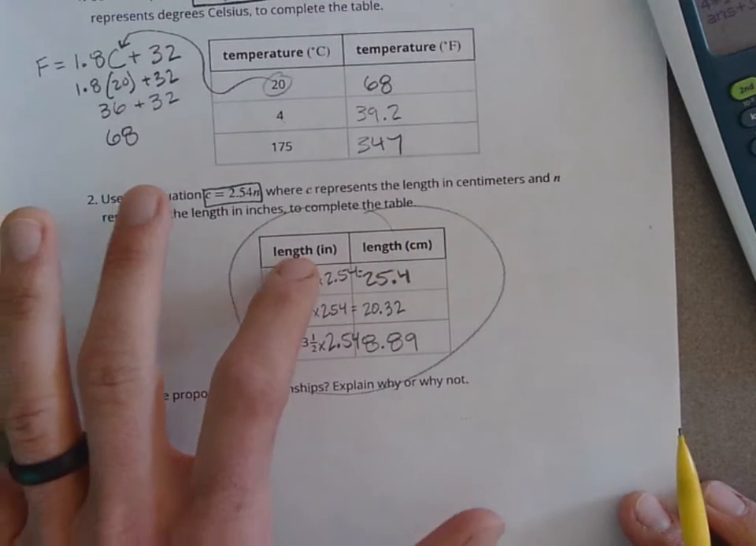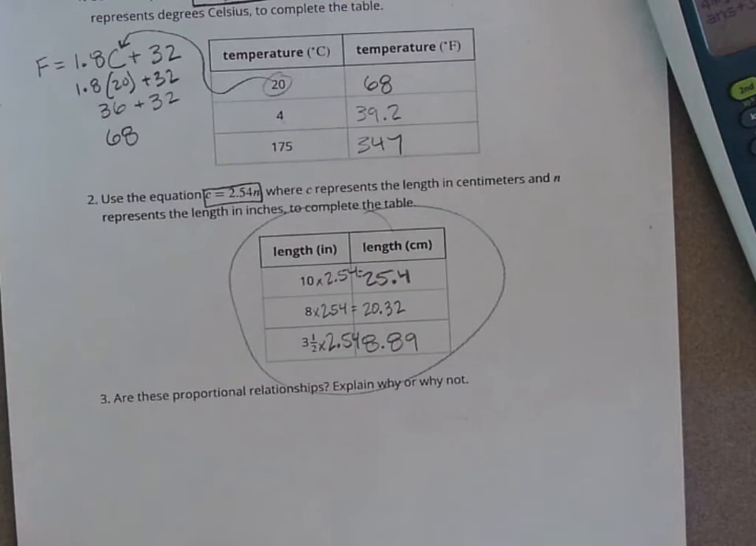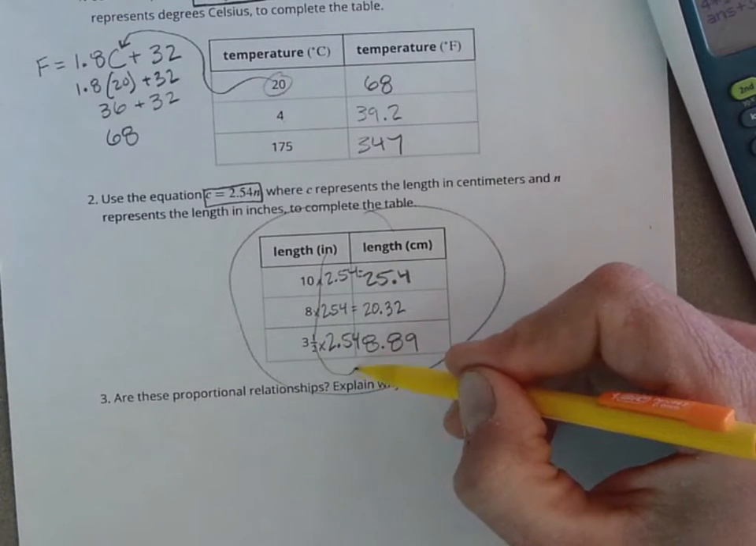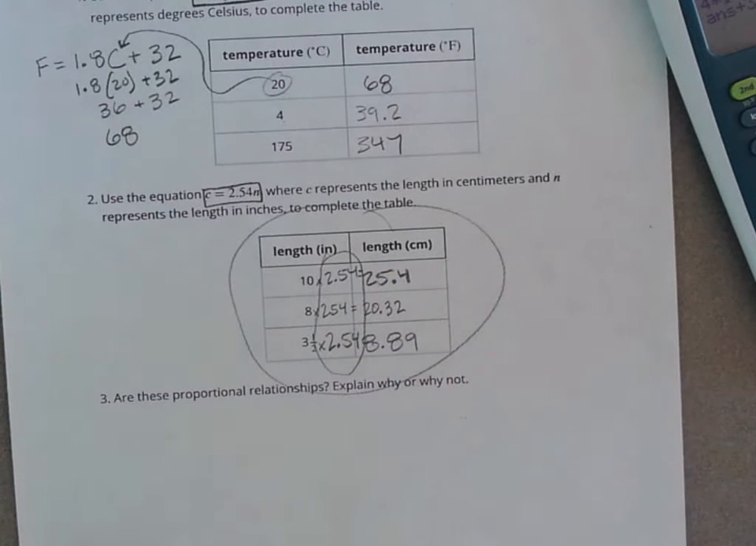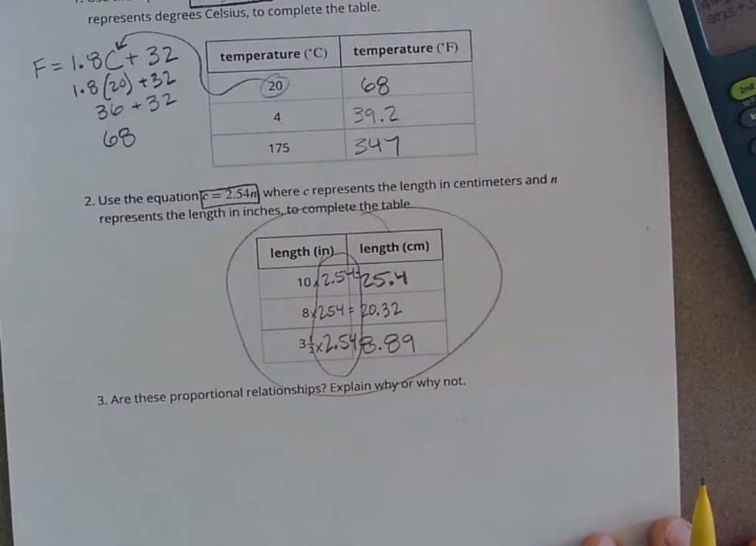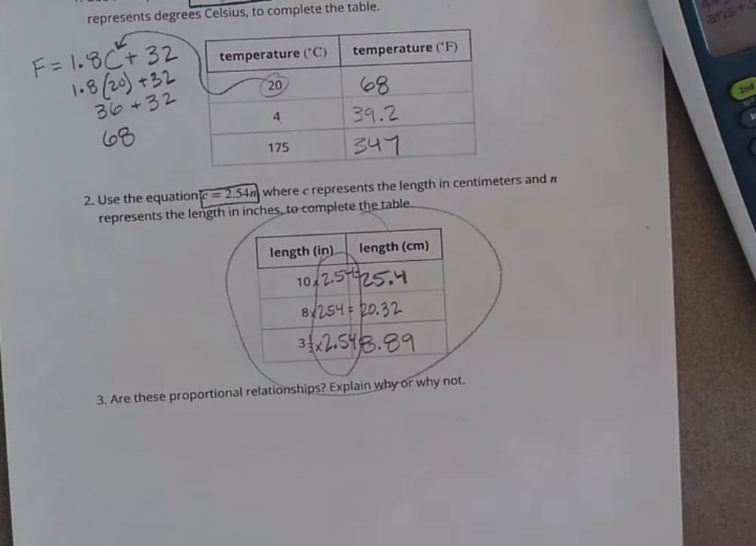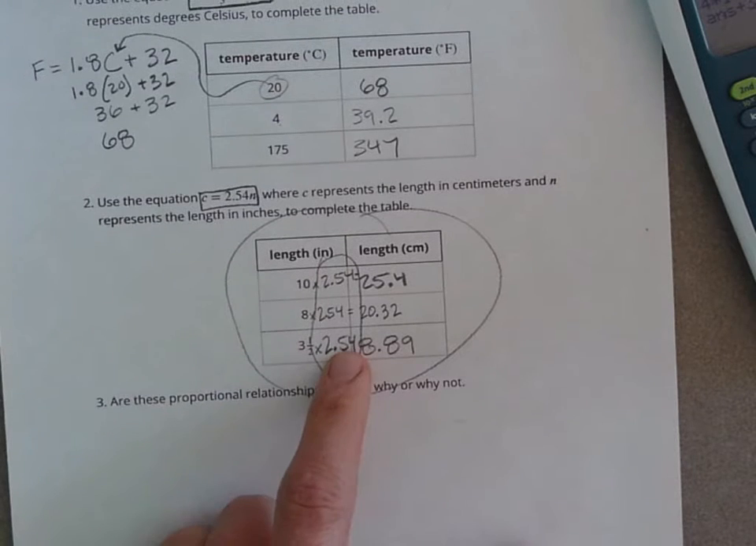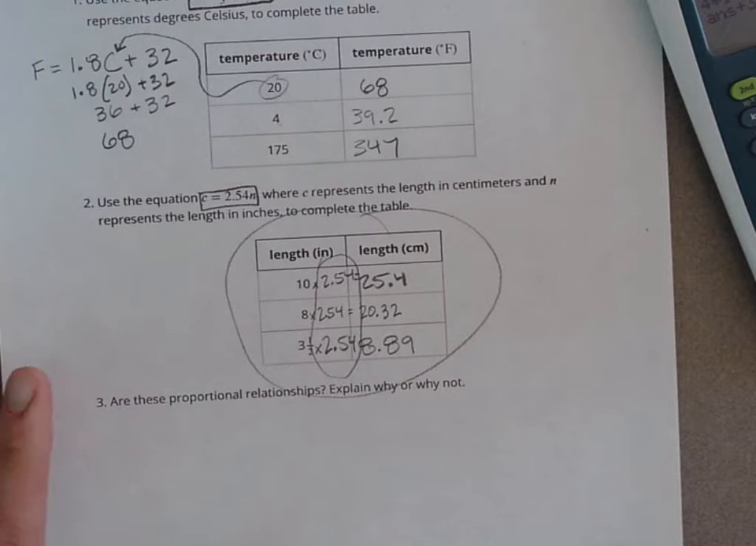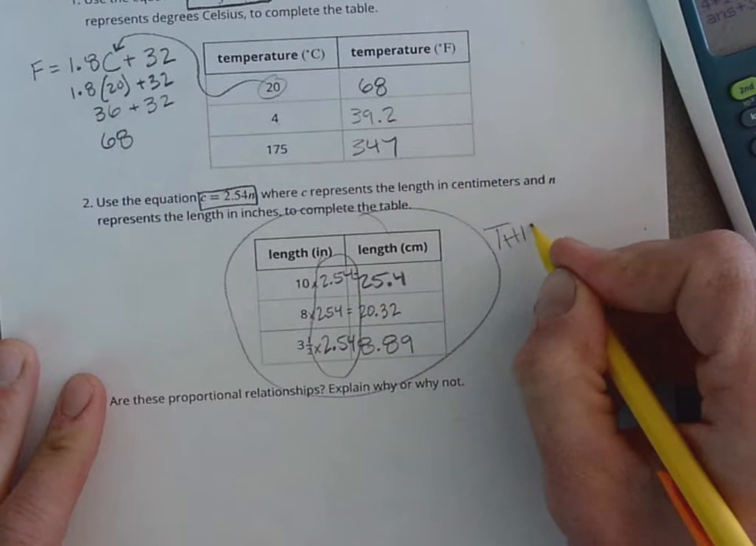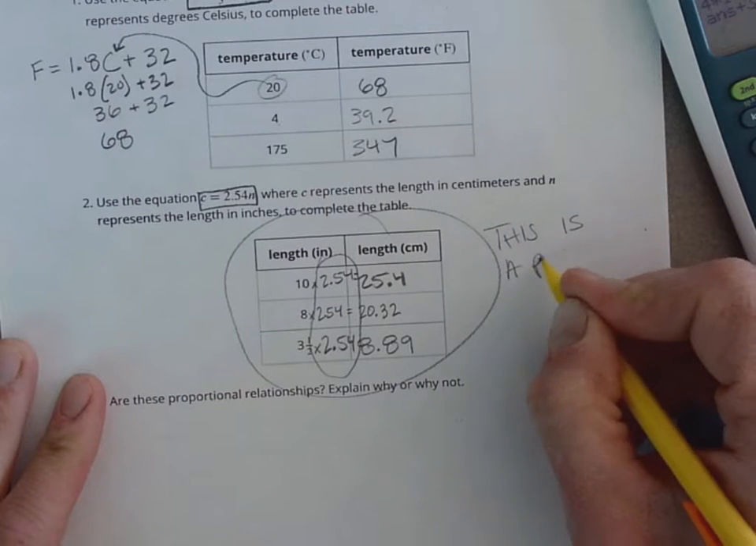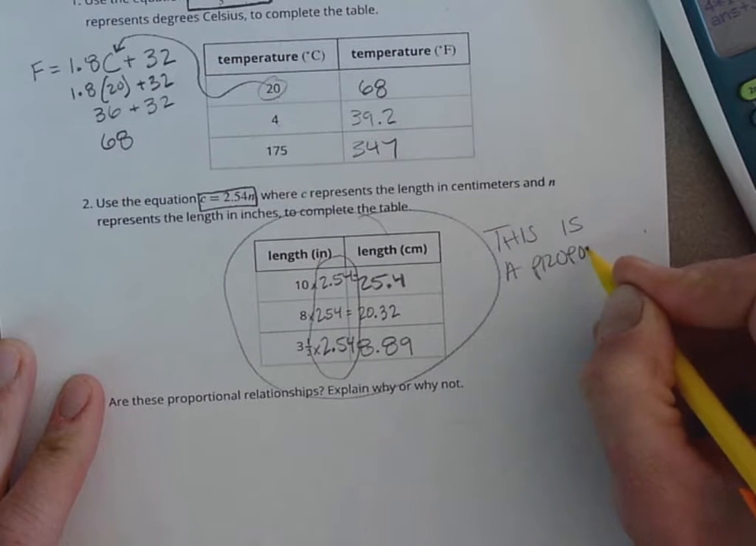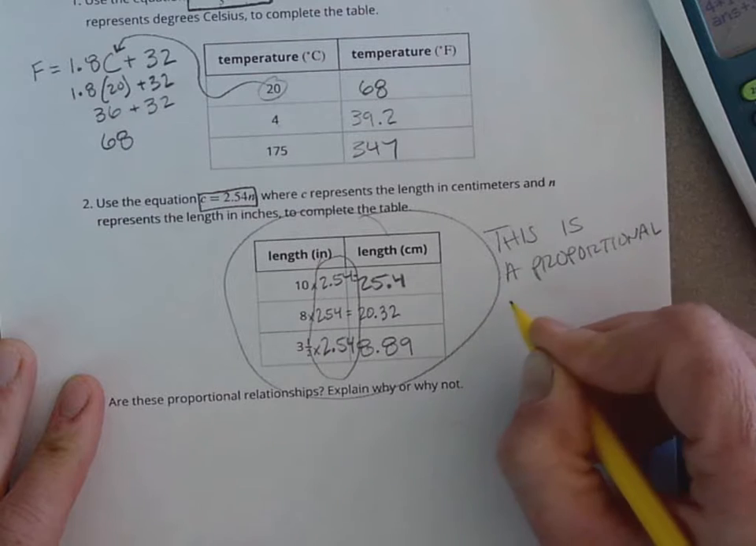Okay, so let's take a look at this second table here. When we convert from inches to centimeters, is there a constant of proportionality, Riley? Yes, there is. There is the one single number that we multiply inches by to get to centimeters. What is the constant of proportionality on this one? Maddie? Times 2.54. Exactly. So, because there is a constant of proportionality, that means that this is a proportional relationship.